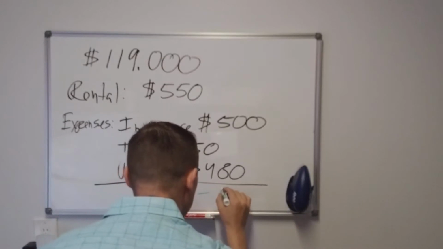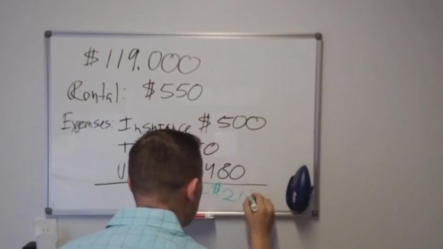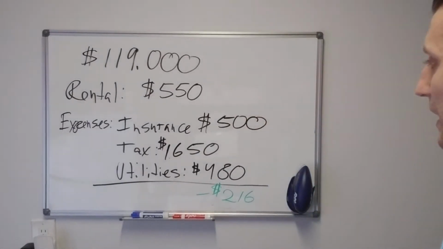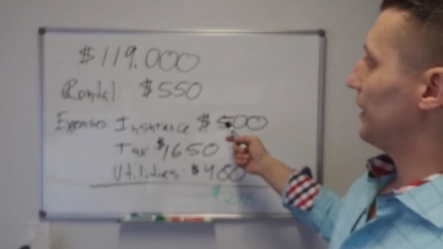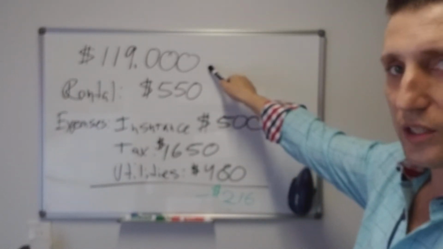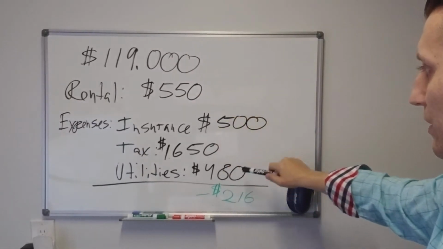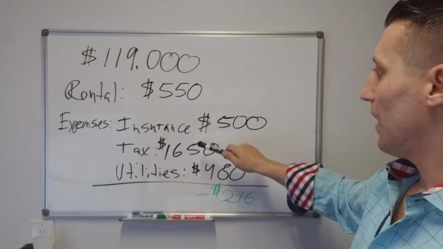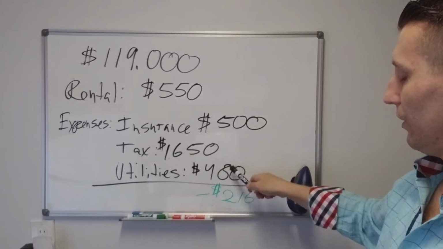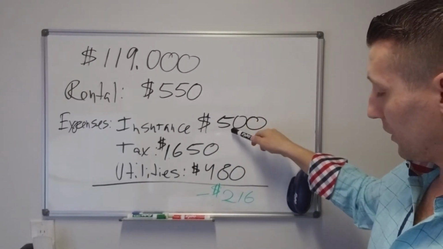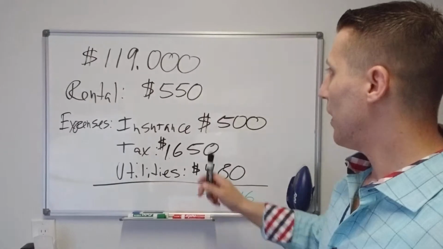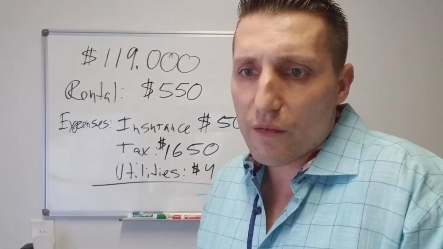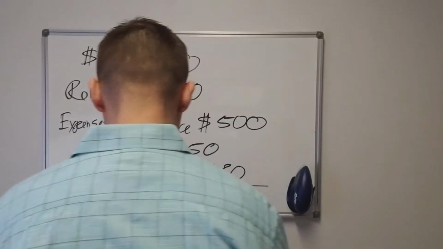So this is negative $216 per month. That's how much you are bleeding out, or coming out of your pocket after all the expenses. So you have $119,000 for the house. Your rental income is $550. Your expenses are, if you combine them, yearly. You add them all together and divide by 12. So this is $216 per month minus $550, and I have my cheat sheet somewhere here. That gave me $334 per month cash flow.